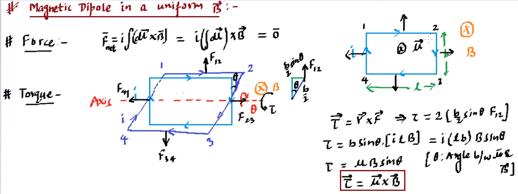That means in this particular situation which I have shown earlier, the torque is going to be equal to mu B sine theta. So let's talk about the magnitude. It's going to be mu B sine theta. Since they are parallel, theta was 0, so it was 0.